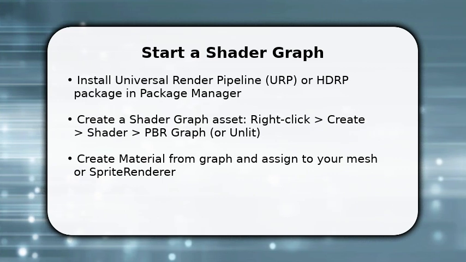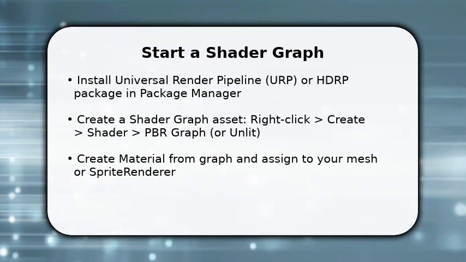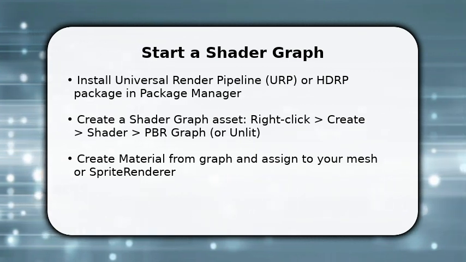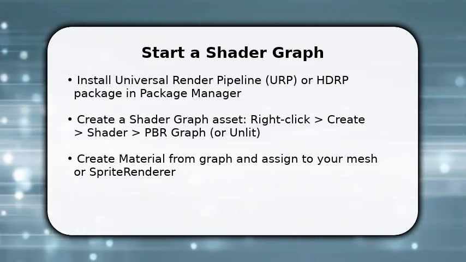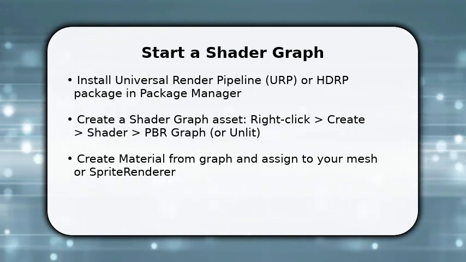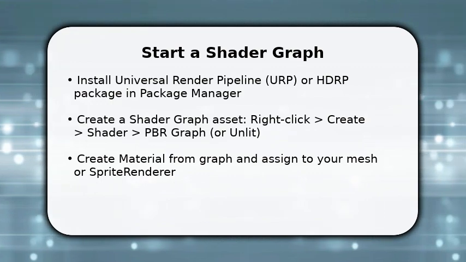Once done, create a new Shader Graph asset and a material that uses it, so you have a live target to edit. Make sure to assign that material to a visible object in the scene view. This immediate feedback loop helps you iterate visually as you build nodes and connections.